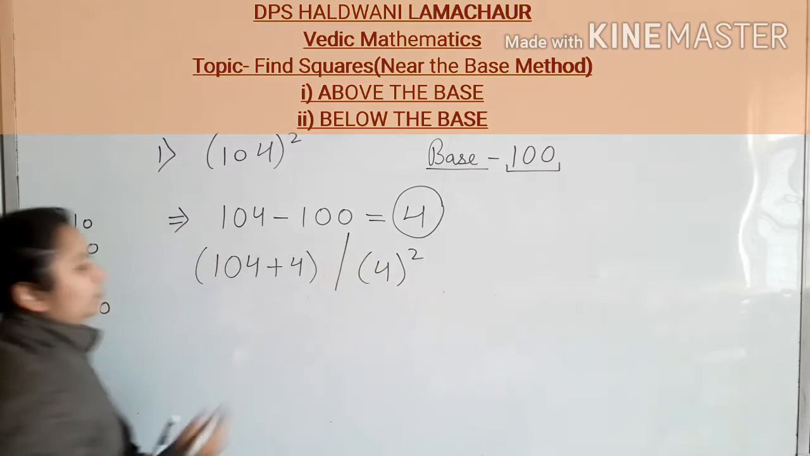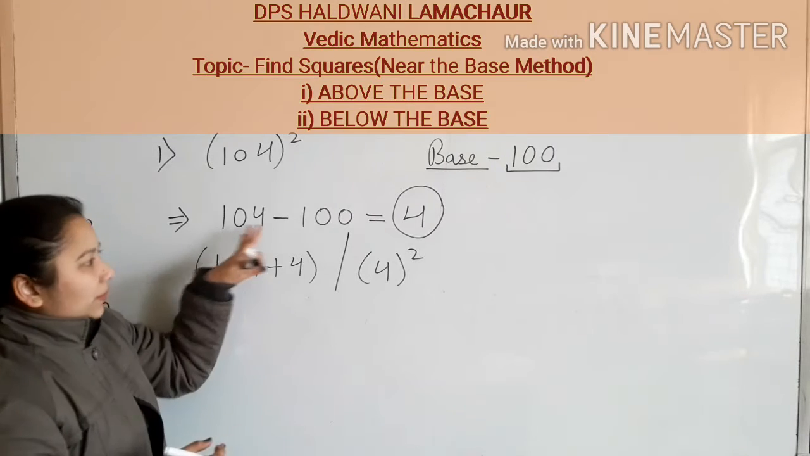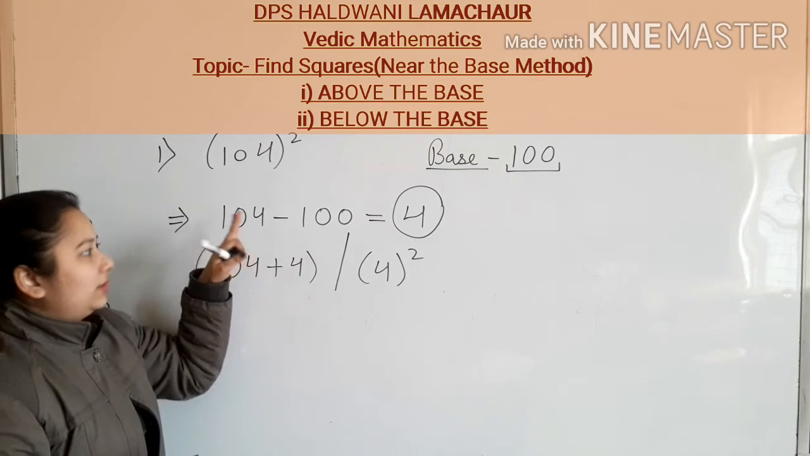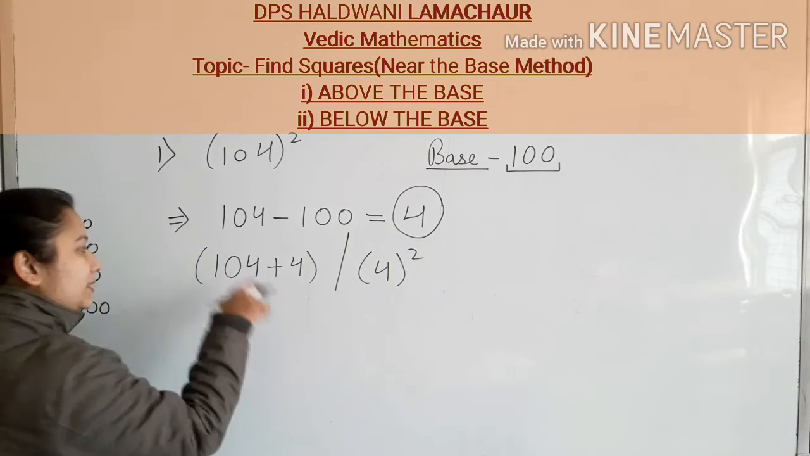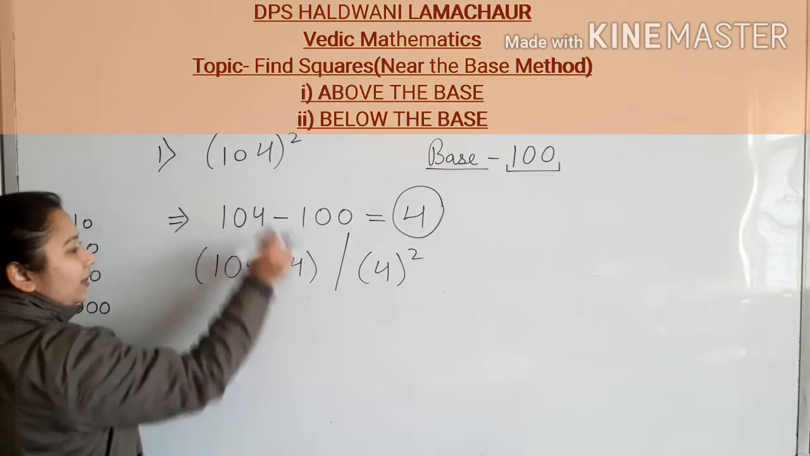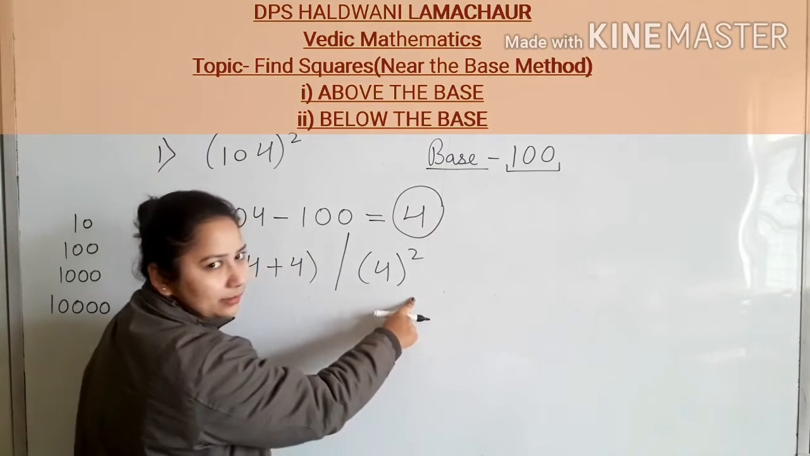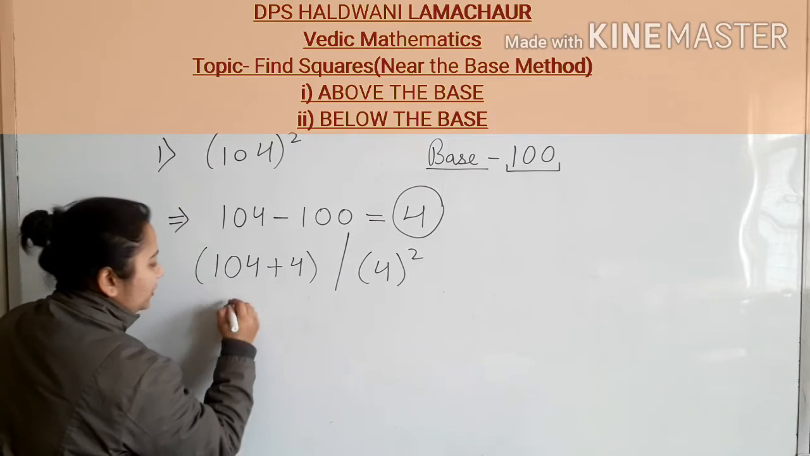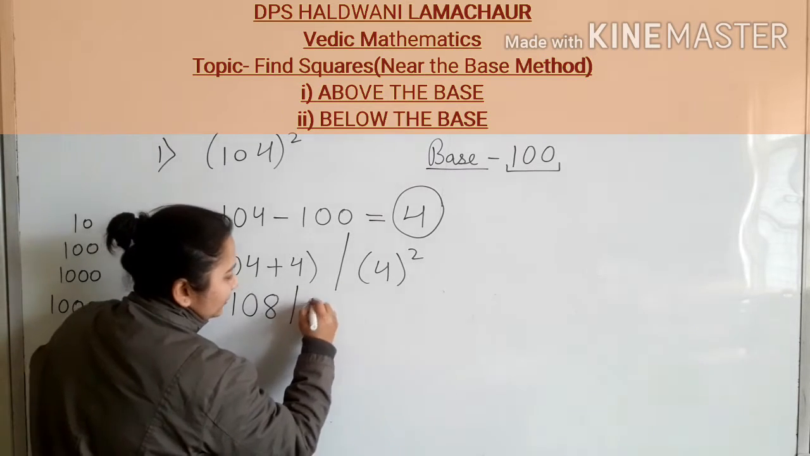First of all, what you are doing? Subtract the base from your number. 104 minus 100 is 4. Fine. Now the second part. Add this 4 to your number and square this 4. Now 104 plus 4 is 108 and 4 square is 16.